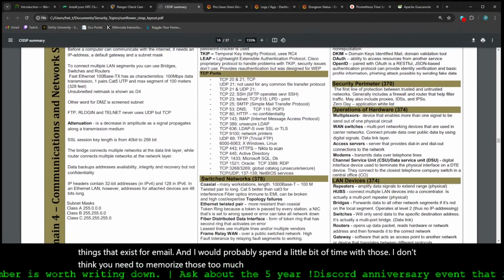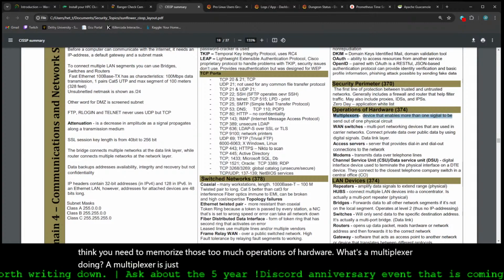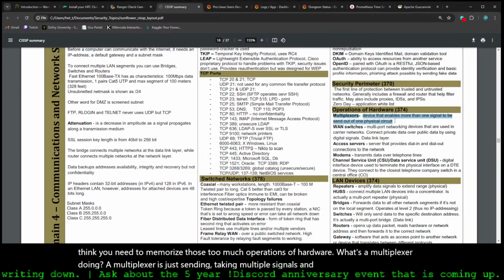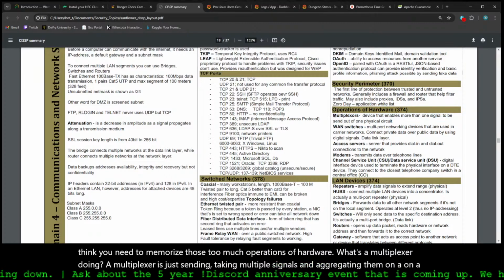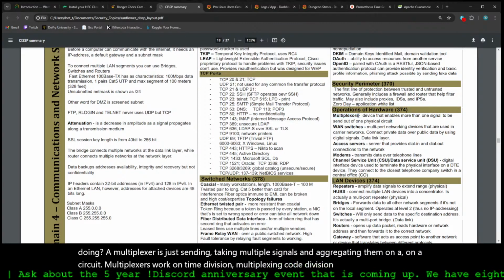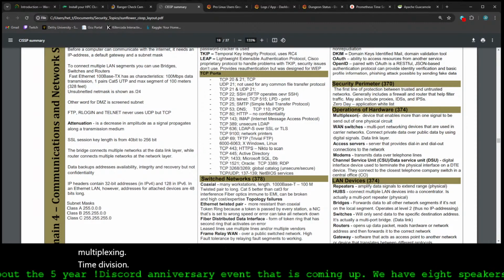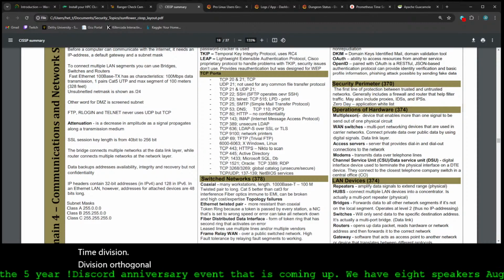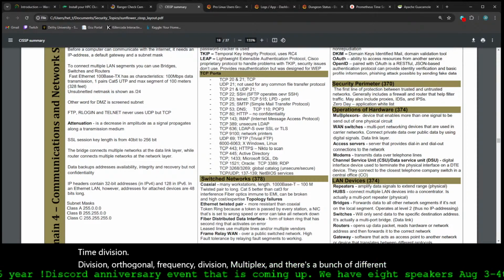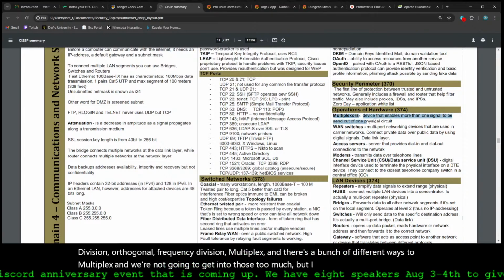Operations of hardware. What's a multiplexer doing? A multiplexer is just taking multiple signals and aggregating them on a circuit. Multiplexers work on time division multiplexing, code division multiplexing, orthogonal frequency division multiplexing. There's a bunch of different ways to multiplex. We're not going to get into those too much, but I have many, many lectures that I do on those.